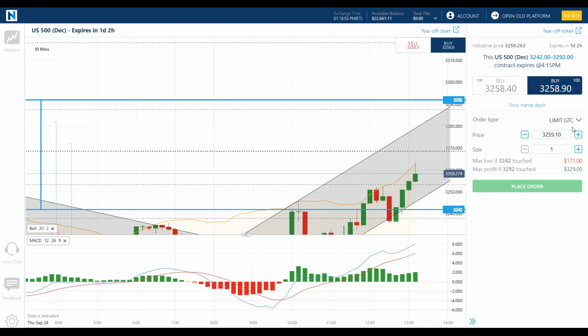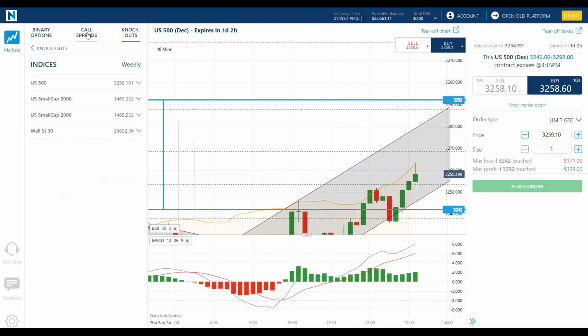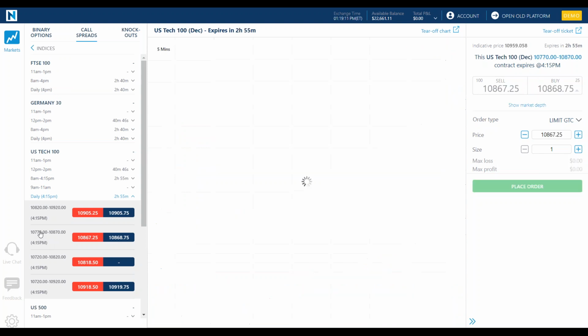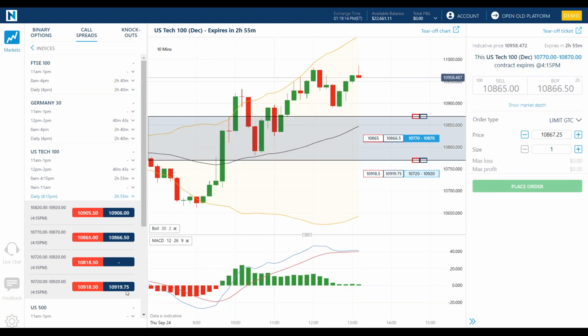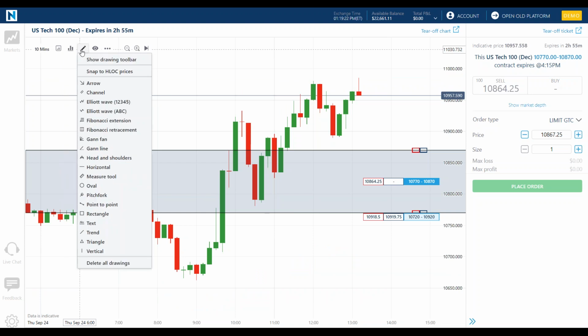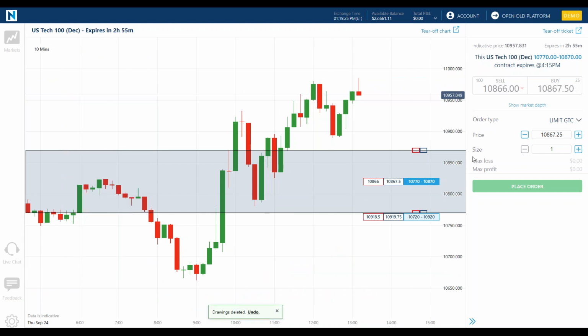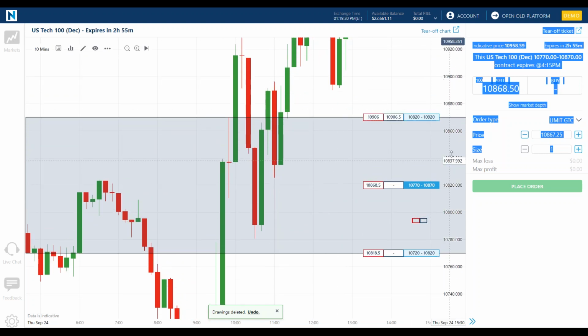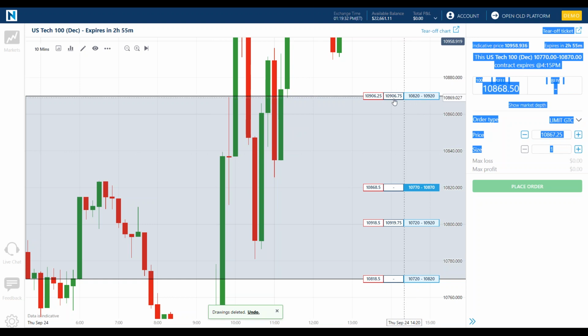Okay, that was an overview of knockouts and binary options, the different varieties. Now, I did want to mention briefly call spreads. Call spreads are similar to knockouts, with the difference that it is going to give you a range. What I want to do here is get rid of all of my drawings. I'm going to uncheck the indicators and delete all drawings, just so you can see what a call spread is. And the way a call spread works, it's got a range as well.